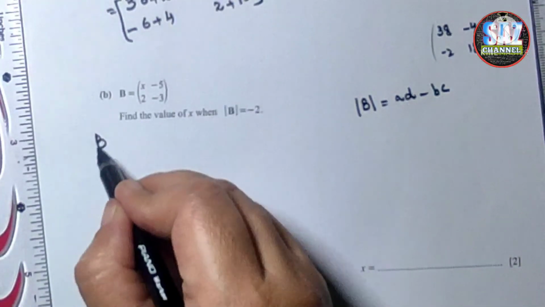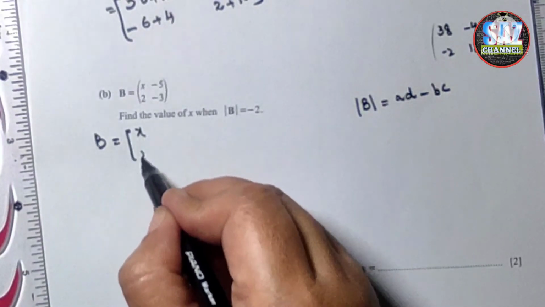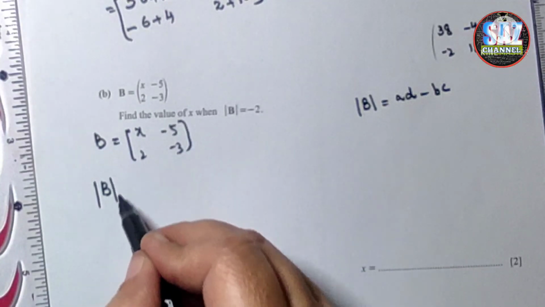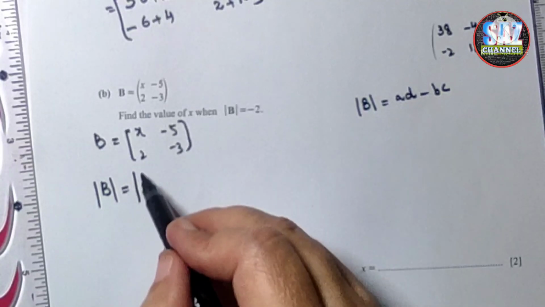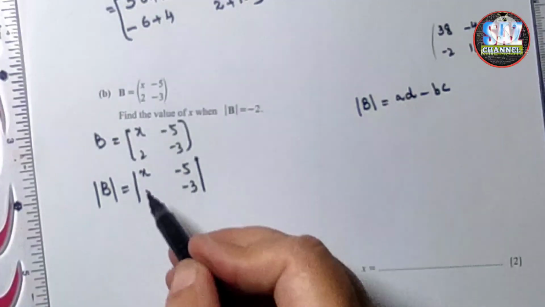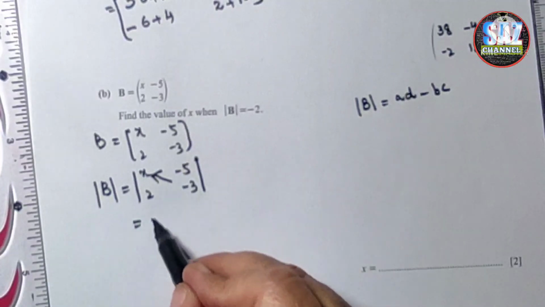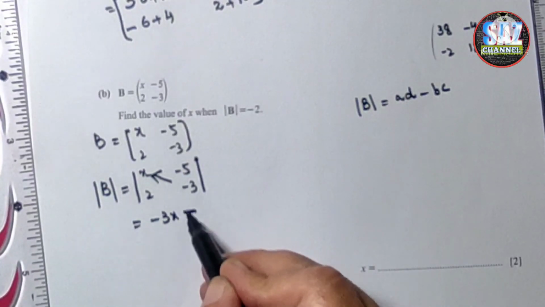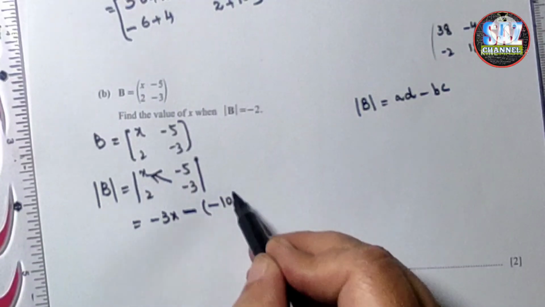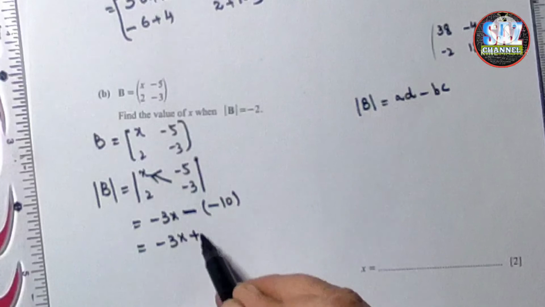So what we will be doing, the matrix B which is given to us is x, 2 and minus 3, minus 5, and now we have to take the determinant, and for that purpose I have to make the bar straight. x, 2, minus 5, minus 3, and now we have to go for the product. This is AD, minus 3x, and this minus is from the formula, minus BC, that is minus 10. 5 times 2 is minus 10, and it will become minus 3x plus 10.